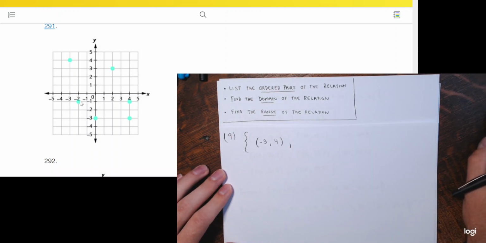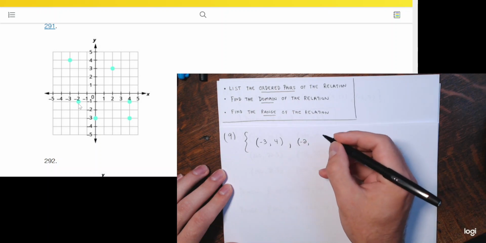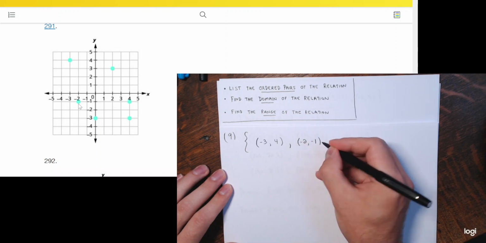Just going left to right here. This light green point, where my cursor just moved to, is in line with -2 on the x-axis and -1 on the y-axis. So there's the ordered pair -2, -1.